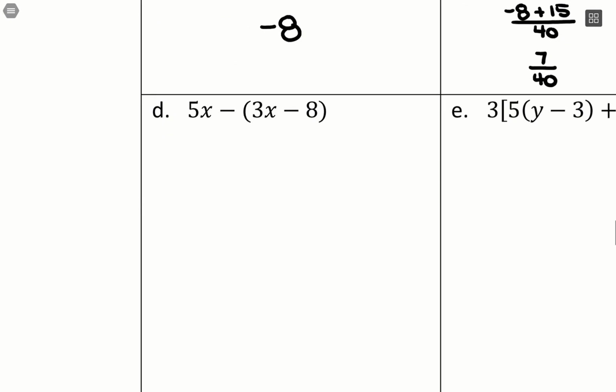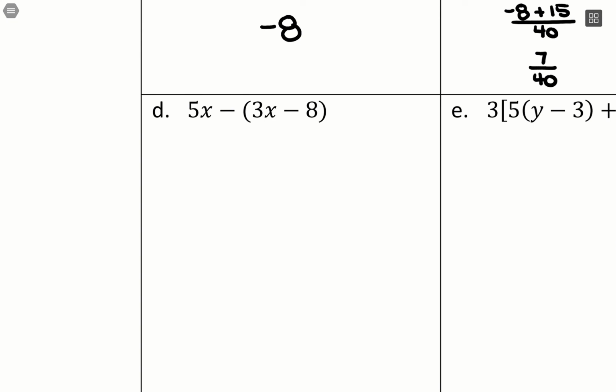All right, with part D here, now we have some variables in here, which means we'll most likely have variables in our solution, but we're not solving for the variables. Again, you won't end up with x equals a single number here. We're just making this expression simpler.